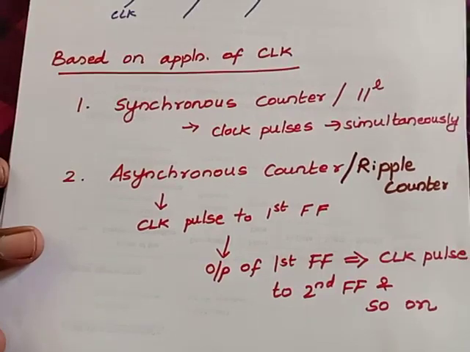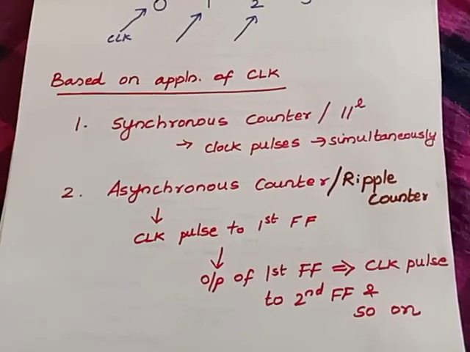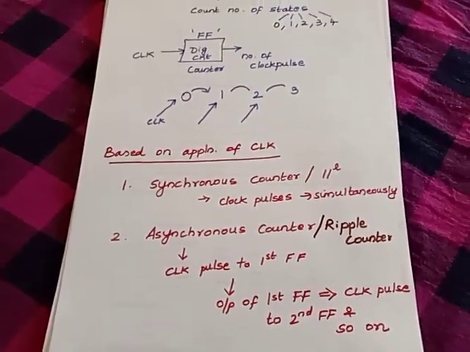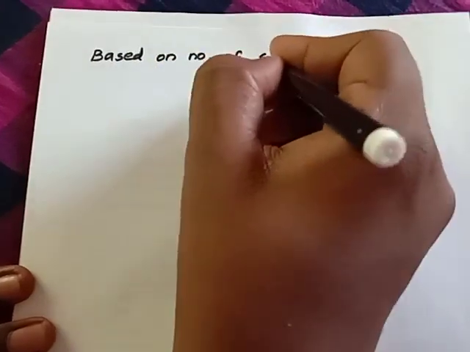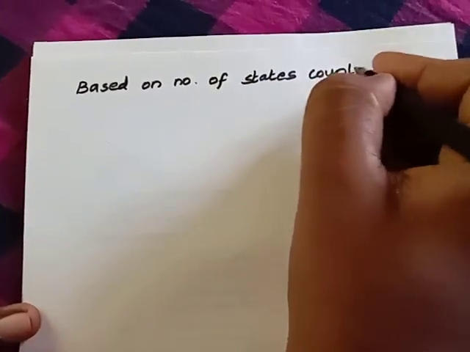We'll understand more in detail about this. Just learn now that there are two types of counters based on the application of clock pulses. One is synchronous, another one is asynchronous. Learn another type of classification of counters based on number of states counted.